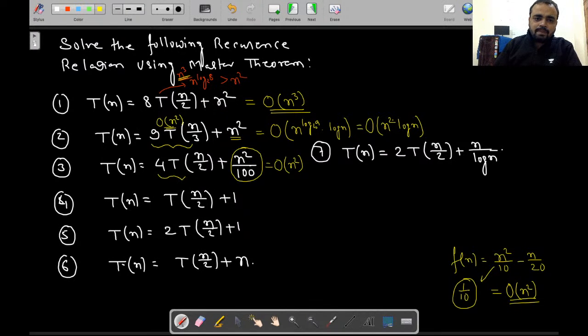So from this particular part, we are calculating order of n square, and this is also order of n square. So finally, the time complexity of this particular recurrence relation will become order of n square log of n.